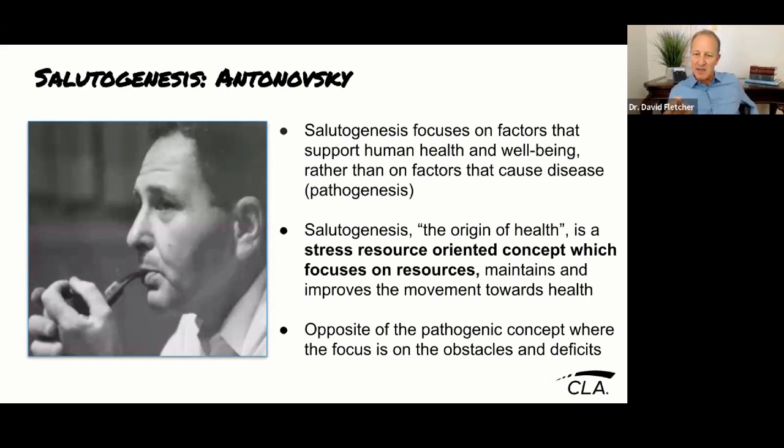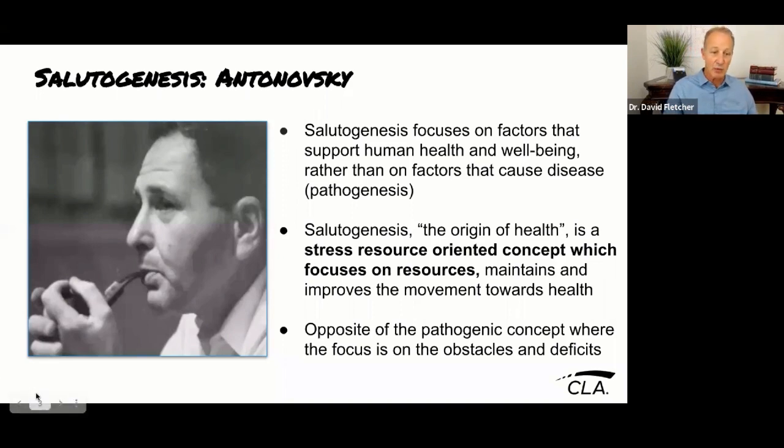So I want to focus, and it's right here on this slide, on the fact that the origin of health, or salutogenesis, is a stress resource-oriented concept. And it focuses on resources. That becomes critically important because the most valuable resource that any human being has is their autonomic reserve. That means they are using their central nervous system to give them not only their ability to interpret themselves in their environment, but to react appropriately without expending so much of those resources that they become more vulnerable.